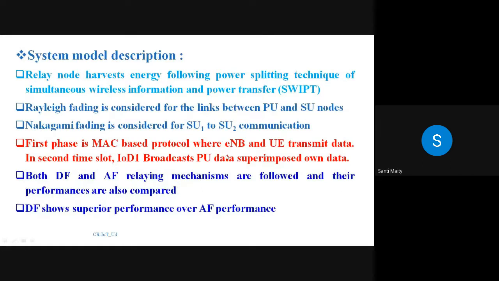In the first phase, the MAC protocol is used where the base station and user equipment transmit data. In the second slot, broadcast PU data superimposed with own data. So both of these are considered, and I say that DF shows superior performance over AF.